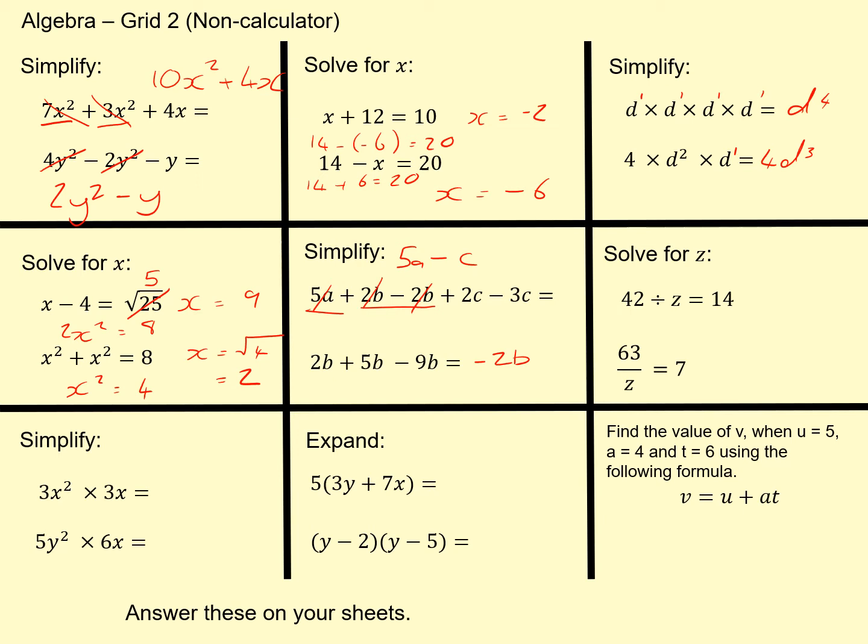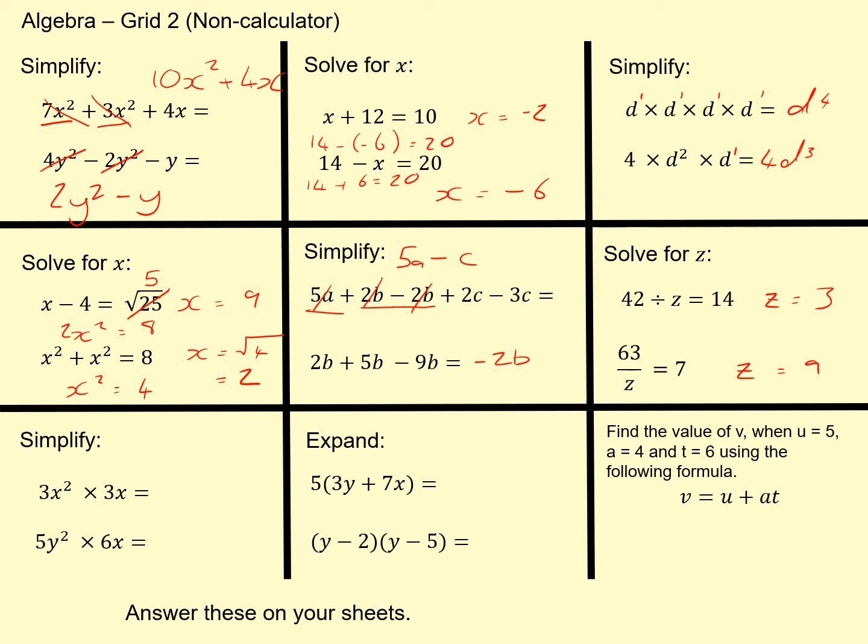Next up, 42 divided by something gets me 14. Or think of it the other way, 42 divided by 14 is 3. So for that one, z equals 3. And next one, 63 divided by something is 7. Or working backwards, 63 divided by 7 is 9. So z equals 9. Just to make it clear that they were meant to be z's.